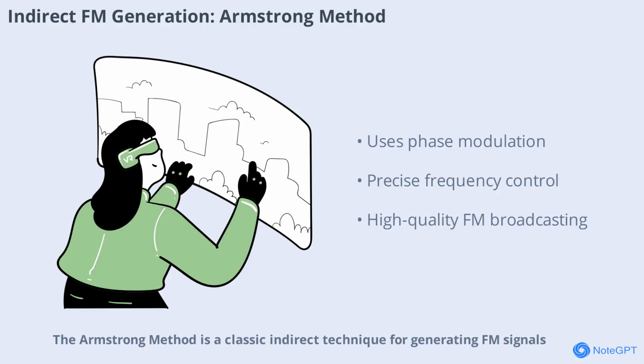Armstrong method is a classic indirect technique for generating FM signals. It starts by generating a phase-modulated signal, and then converts it into frequency modulation using frequency multipliers and mixers. This method allows for precise control over the frequency deviation and is especially useful in high-quality FM broadcasting. The Armstrong method is more complex than direct methods, but offers greater flexibility and performance.